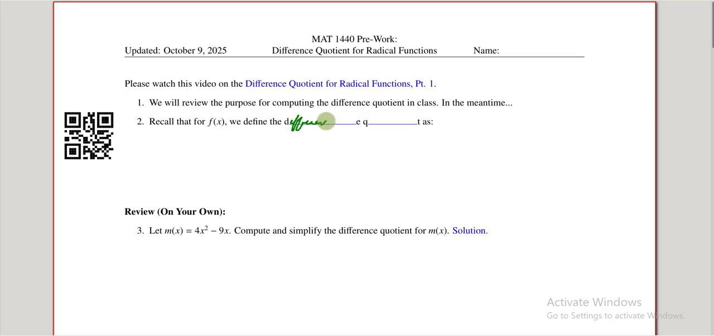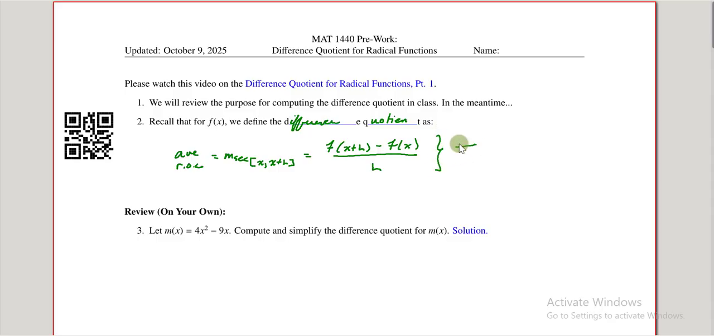So the word is difference quotient. And the definition, when we have f of x, is that we could say the average rate of change, which is the same thing as the slope of the secant line between x and x plus h, is equal to f of x plus h minus f of x, all over h. And you should always state this part when asked to do one of these difference quotient problems.